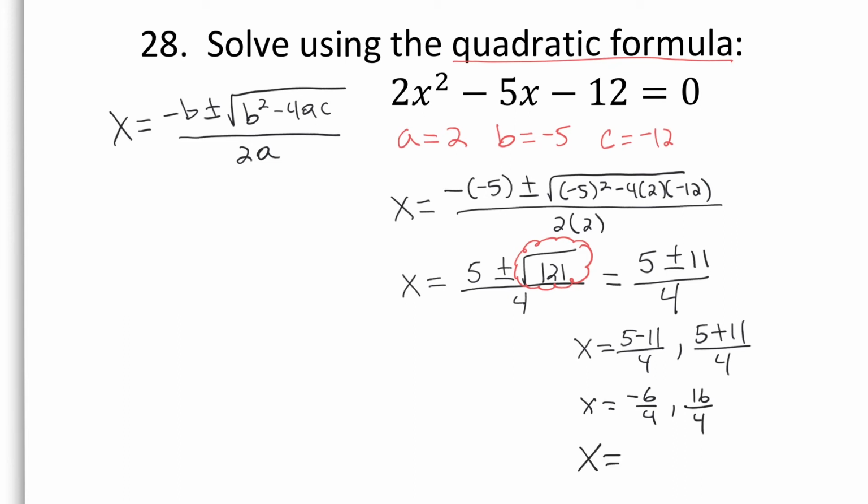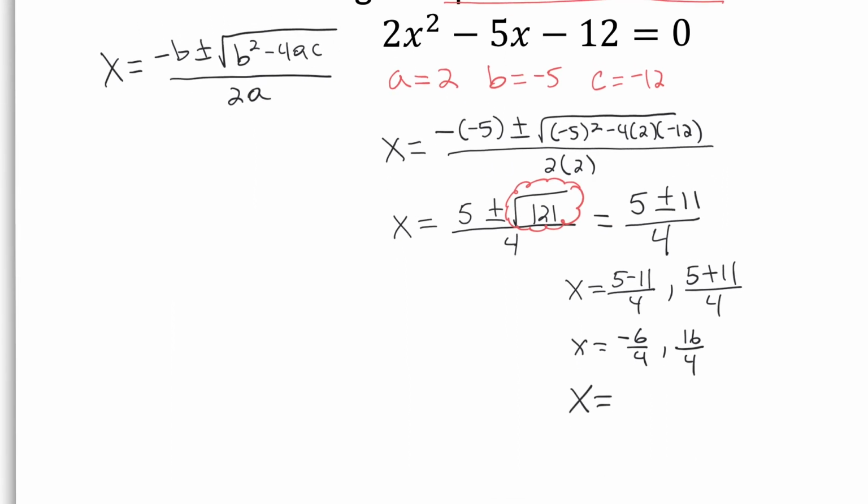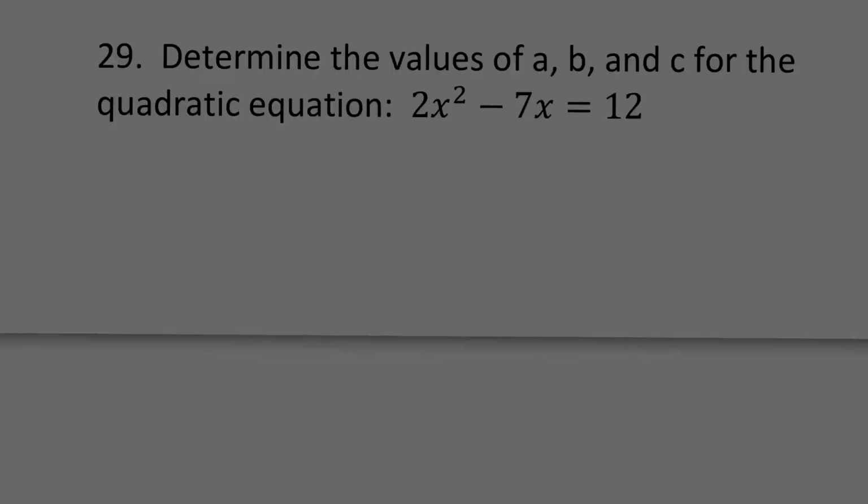So x equals, let me just move this a little bit to the top so you guys can see it better. Negative 6 over 4, that's going to be negative 3 over 2. You guys simplify the fraction. And the second one, 16 divided by 4 is 4. So my two solutions are negative 3 over 2 and 4.